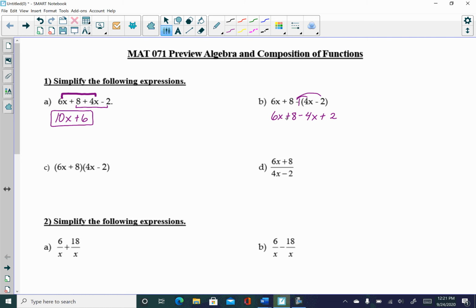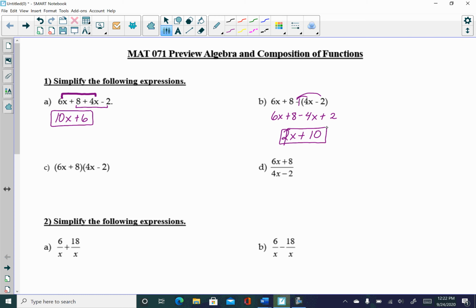Now we're right back where we were in letter A. Let's combine like terms. 6x minus 4x, positive 2x. Positive 8, positive 2, give me positive 10. 2x plus 10, final answer.